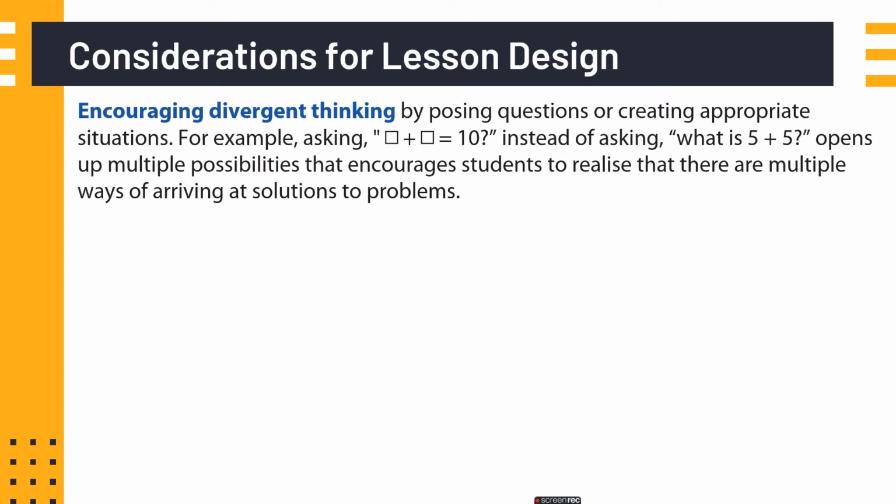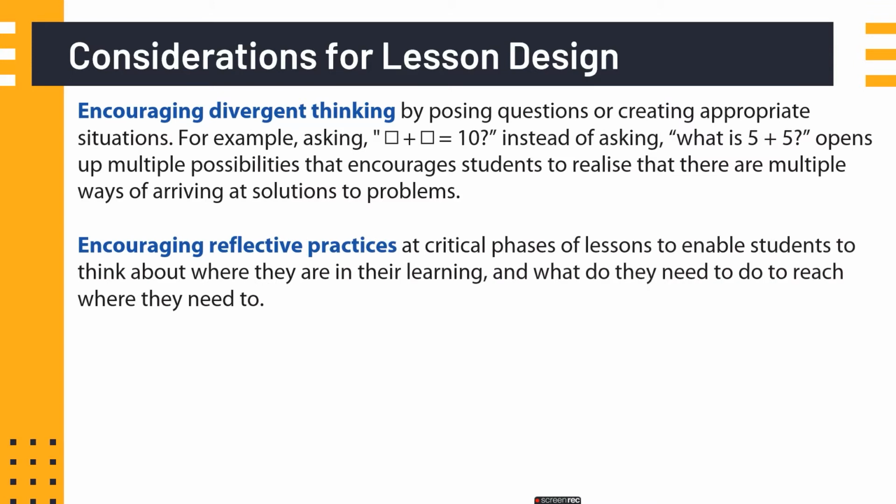Next, we need to design lessons that encourage divergent thinking by posing questions or creating appropriate situations. For example, asking box plus box is equal to 10 instead of asking what is 5 plus 5 opens up multiple possibilities that encourages students to realize that there are multiple ways of arriving at solutions to problems. And this is a very, very powerful life skill in itself.